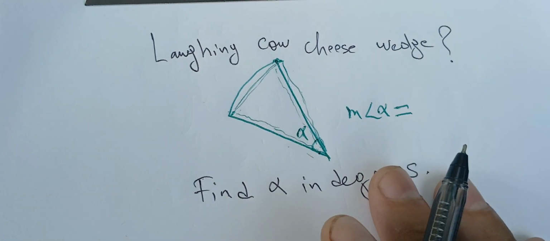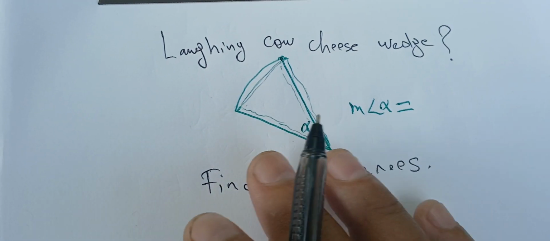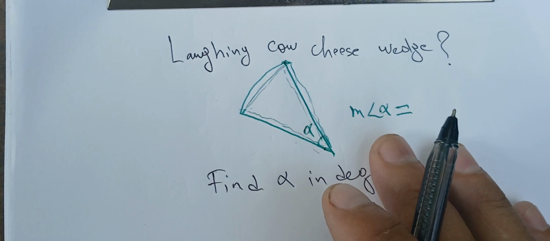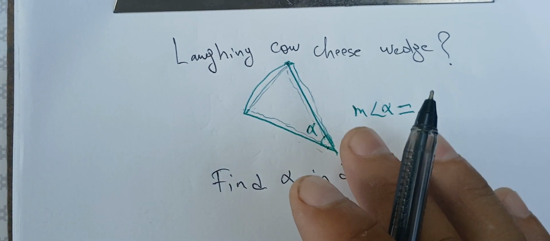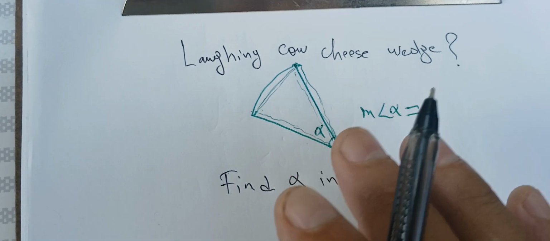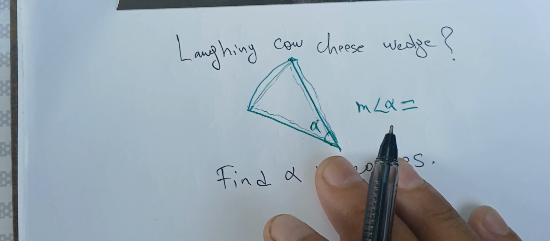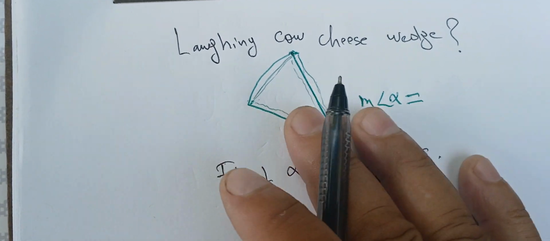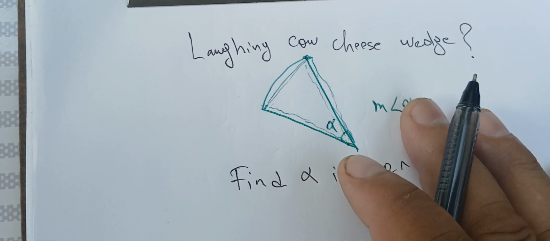Now let's solve the following problem. This question is asked sometimes in European and African countries for students entering the engineering schools. I'm assuming that all of you know the Laughing Cow cheese wedges.